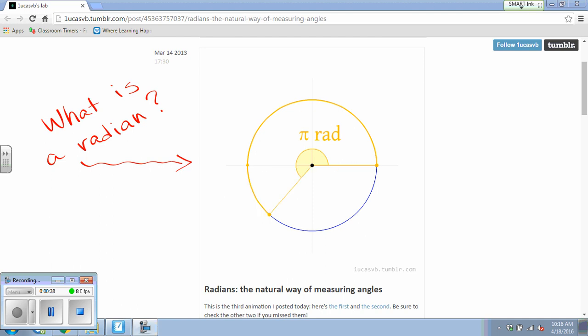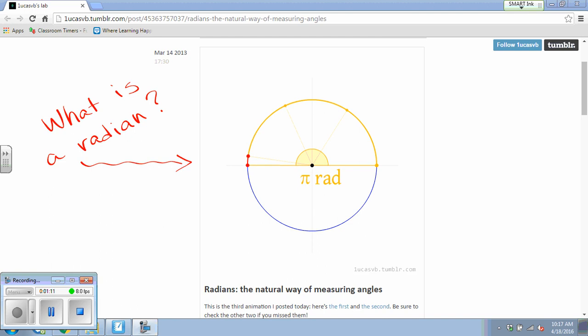Okay. So let's look at this animation. So we have a circle. It's going to show you the radius. So here's our radius. The radius creates that circle. If you took that radius and you laid it on top of the circle, the angle that arc creates is 1 radian. That angle that arc creates is 1 radian.